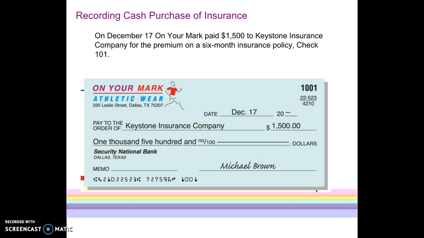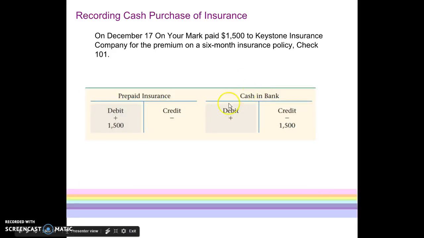We also have to journalize this transaction so that our accounting records are accurate. On December 17th, On Your Mark paid $1,500 to Keystone Insurance Company for the premium on a 6-month insurance policy. Check 1001 is our source document. Just to review, if we are buying something, in this case prepaid insurance, two accounts are affected, both assets. We're going to debit one asset to increase its value, that's prepaid insurance, and credit the other asset, cash and bank, to decrease it, $1,500.